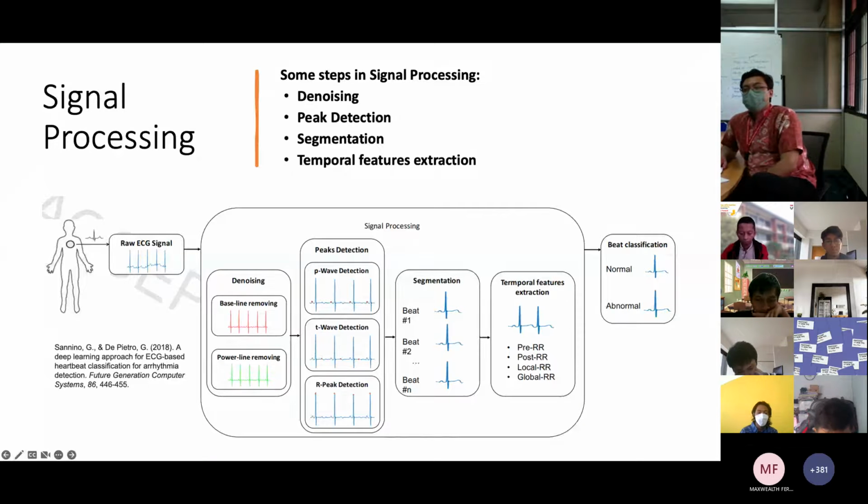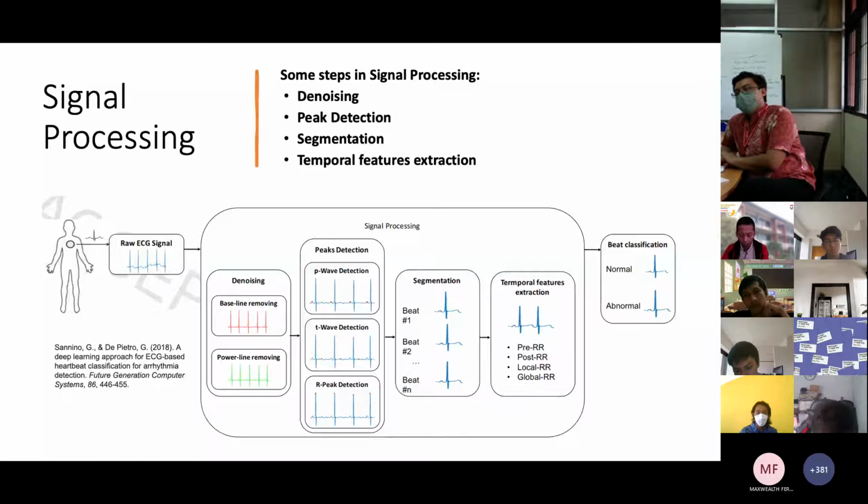After you detect the peaks, you need to create a segmentation. In segmentation, you need to cut several segments of one wave. You need to create one wave, something like this, complete with the P, R, and T. So after this, we have segmentation into beat one, beat two, and so on until beat n, for instance, and several beats.